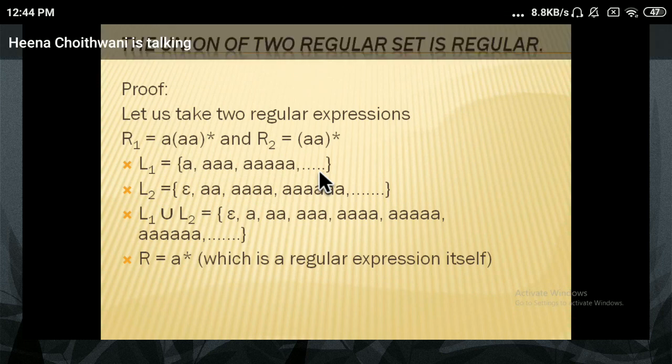Union of two regular sets is regular. Is it clear? Now the statement says union of two regular sets is regular, but we have proved that for two regular expressions, taking the union of the two regular expressions is regular. But what is a regular set? That is nothing but the values which are described by a regular expression, right? So can we say union of two regular sets is regular now?